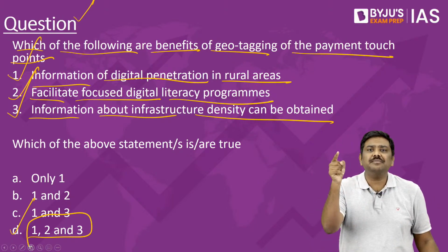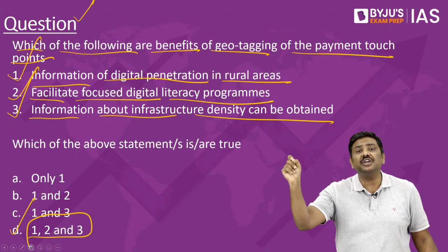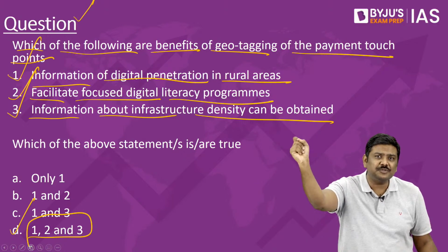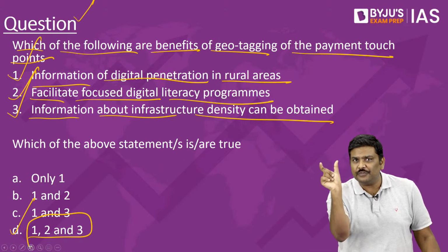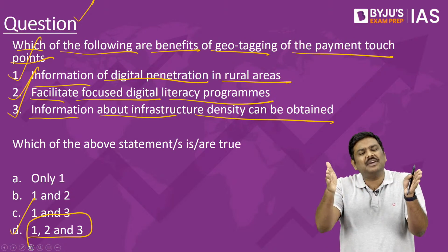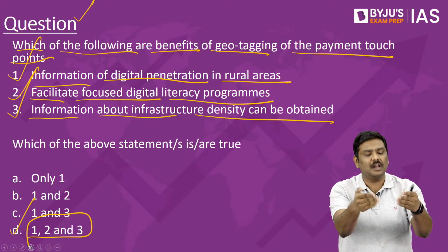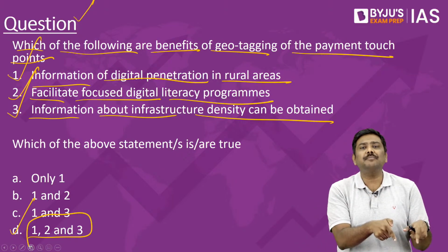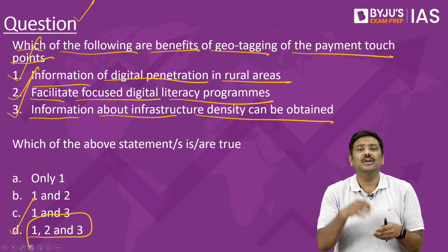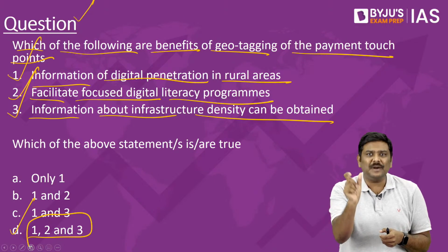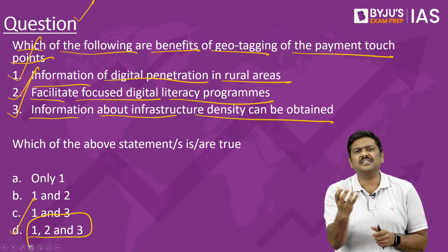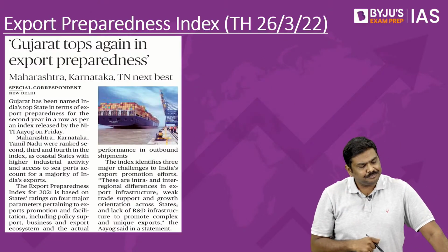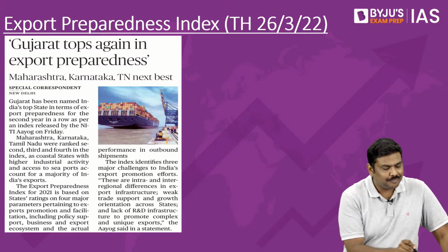In the recent times, RBI has taken various measures to promote financial inclusion in India. Discuss these particular measures. 250 words. So there are so many measures, right? Along with those particular measures, you can even say that in order to have a better policy making, RBI now is following a framework of digital tagging of these particular infrastructure assets or infrastructure touch points. Done? So this is the first article. Let me go to the next article.